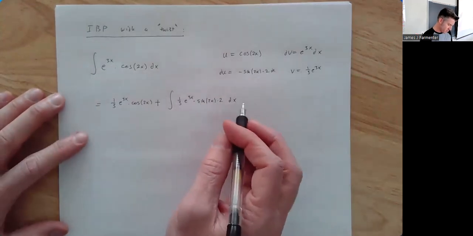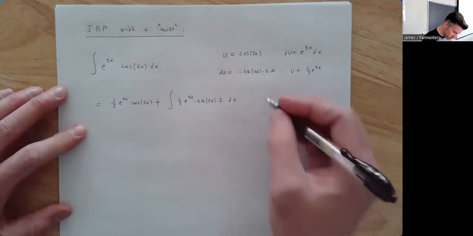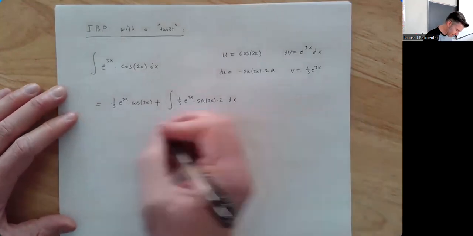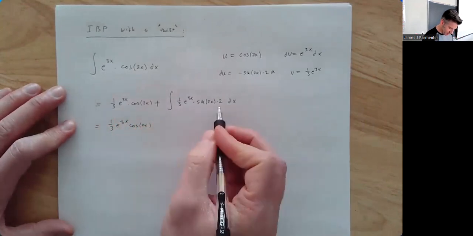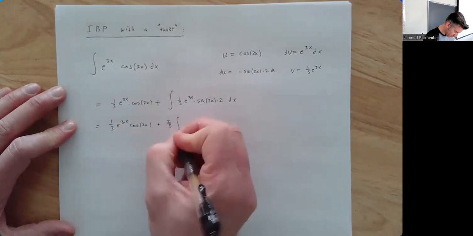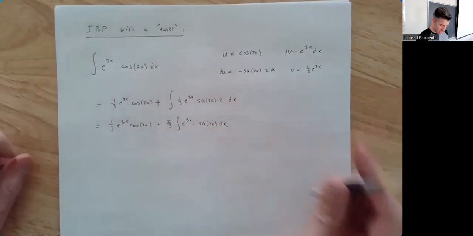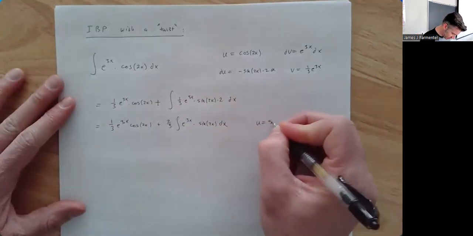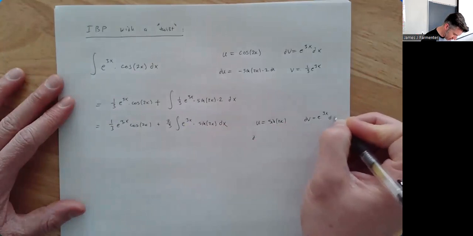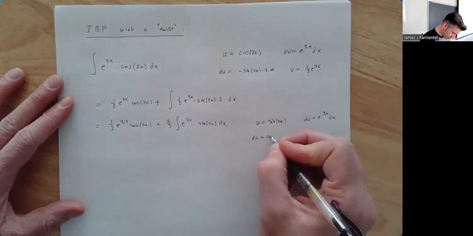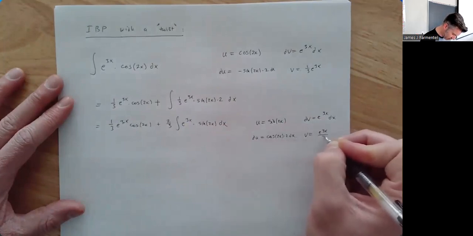I would probably choose, I kind of want to do the other thing I was trying to do before. Here I don't have that minus sign problem. So I could let, for this next integration by parts, 1/3 e to the 3x cosine of 2x. And then let's factor out the 2/3. I have an integral of e to the 3x times sine of 2x dx. Now we're going to do integration by parts again. We're going to let u equal sine of 2x and dv equal e to the 3x dx one more time. And du is cosine of 2x times 2 dx. And v is e to the 3x divided by 3.